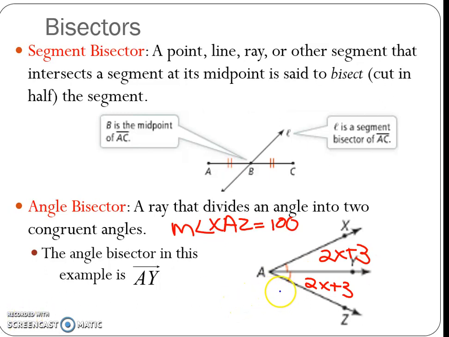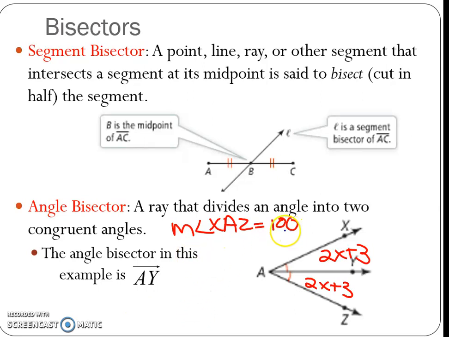I have a question for you though. Let's say this angle right here, XAZ, is 100 degrees, and I want you to find the value for x. If this is 2x plus 3, this is 2x plus 3. How would you find that? Pause the video and try it. I want you to solve for x.